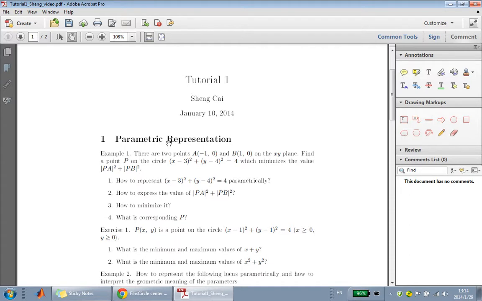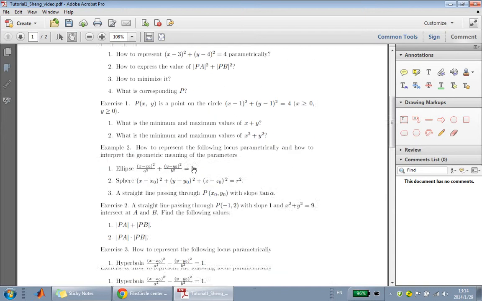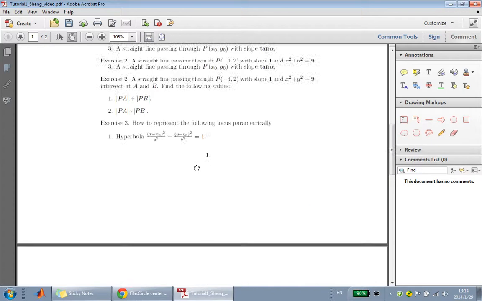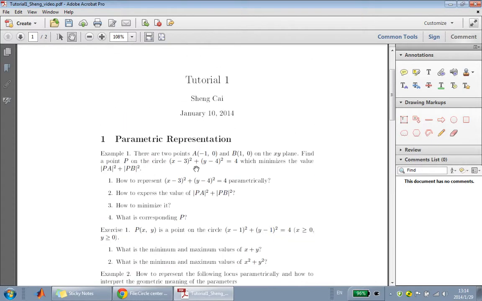In this tutorial, I will talk about two topics. The first is the parametric representation. The second is how to calculate the arc length. Okay. First, the parametric representation.